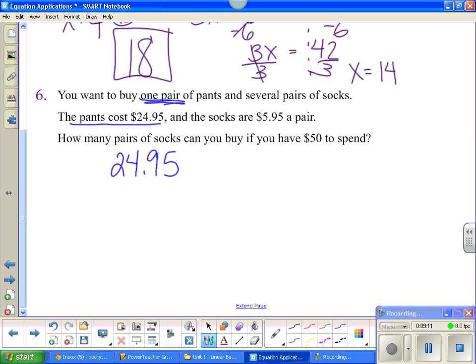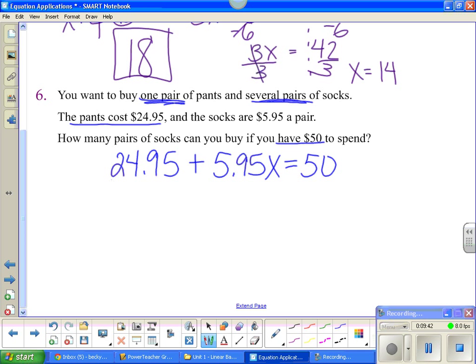So I'm only going to spend $24.95 one time. But I want several pairs of socks. It doesn't say how many, but I know that they are $5.95 per pair. So I put the X variable there so it lets me know I can stick any number in there and multiply by $5.95 to get the total amount for the socks. I have 50 bucks. I can't go over 50 bucks. So let's see how much I can spend.